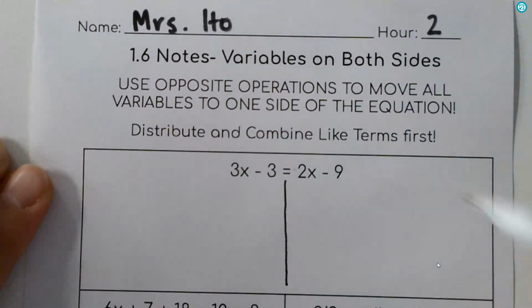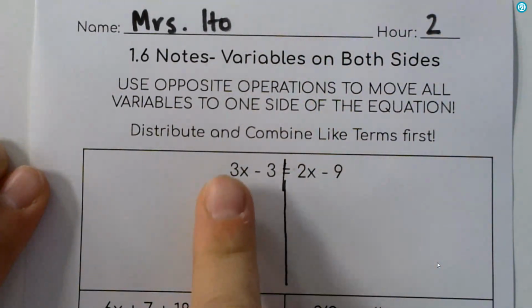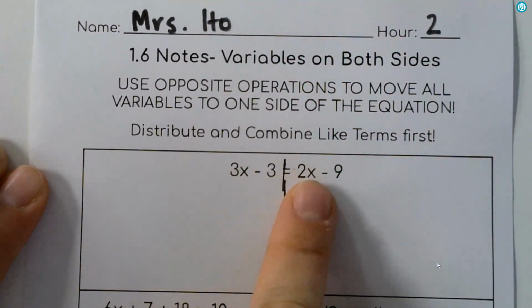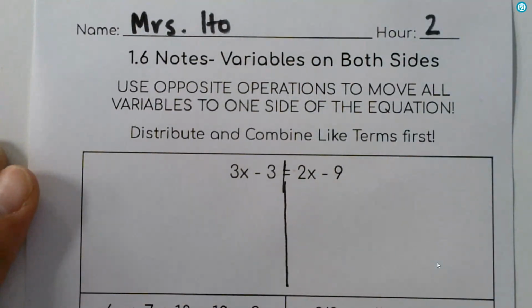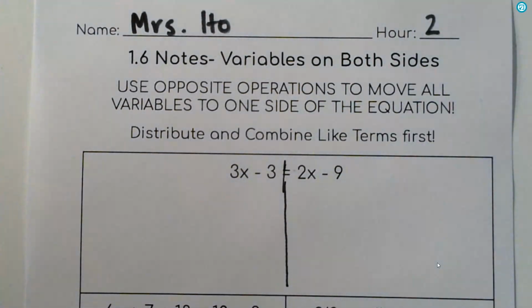So, put my line down my equal sign here. My first problem, I've got 3x minus 3 equals 2x minus 9. I am always going to move my variables before I move my constants. Because if you move your constants first, then sometimes you end up with nothing.